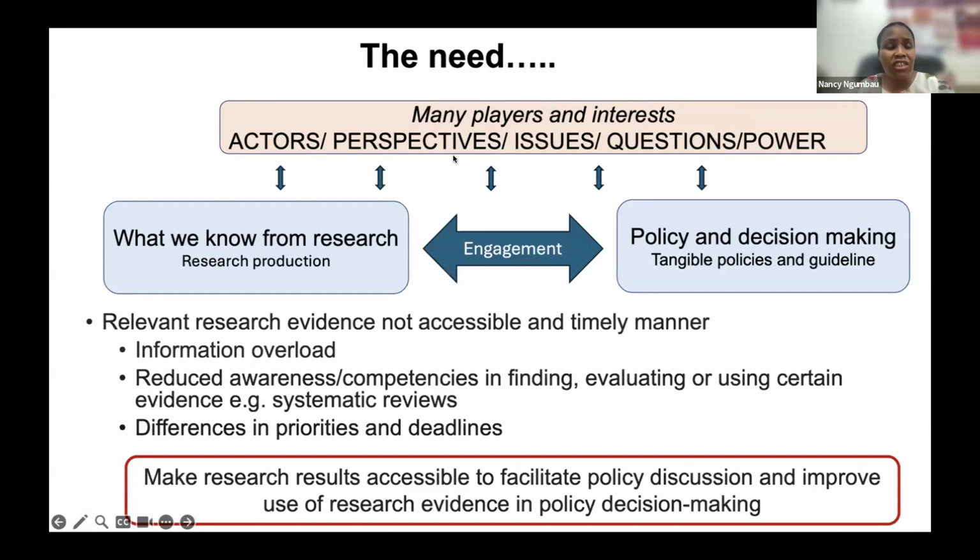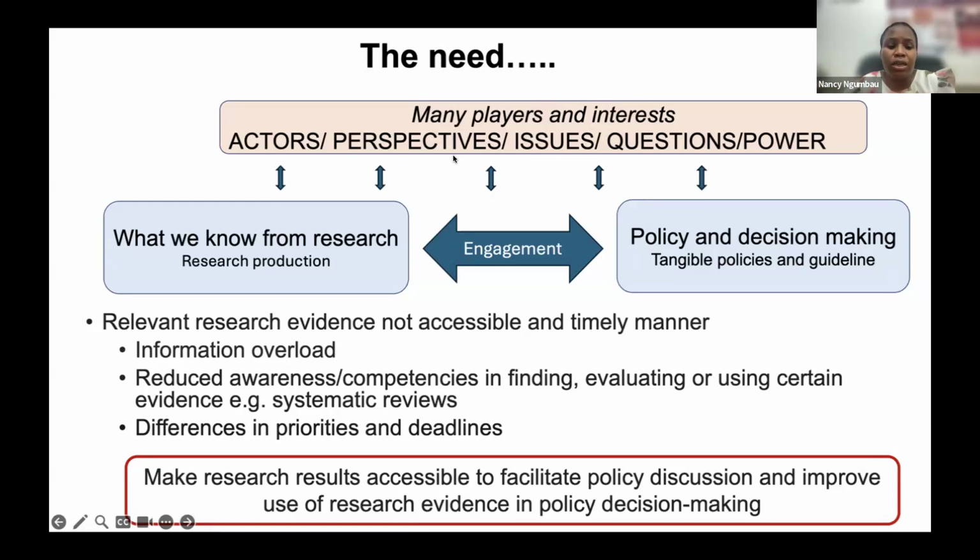There's also reduced awareness and competencies in finding, evaluating, and using certain evidence. As researchers, we revere systematic reviews and say this is where we get the information. But for policymakers, how do you get that systematic review about that particular issue, when they are grappling with quite a number of issues? So there is reduced awareness of how to access this information. And then there are differences in priorities, differences in deadlines, and shifts in government. This also becomes a problem.